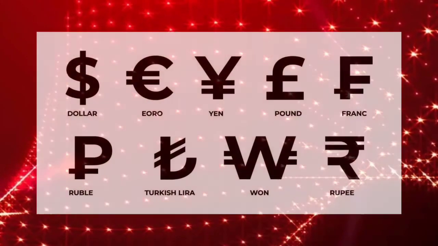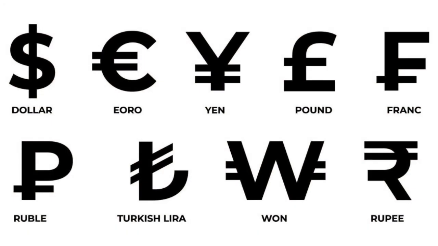Then after that, we have some symbols of currencies. For example, first symbol is of dollar, second is of euro, next is of yen, then this symbol is of pound. At fifth number, the symbol is of franc. Sixth number, it is of ruble. Seventh number is of Turkish lira. Then that is symbol of won. And last symbol in this slide is of rupees, that is Indian currency.